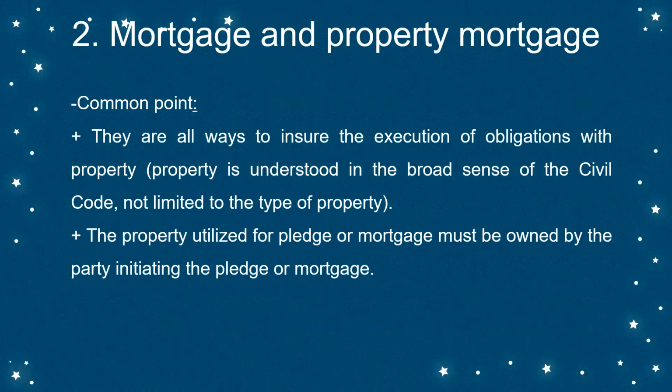We move to the second part, the pledge and property mortgage. Here are some common points. They are all ways to ensure execution of obligation with property. Property is understood as in a proceeding of civil court, not limited to a type of property. The property used for pledge or mortgage must be owned by the party making the pledge or mortgage.